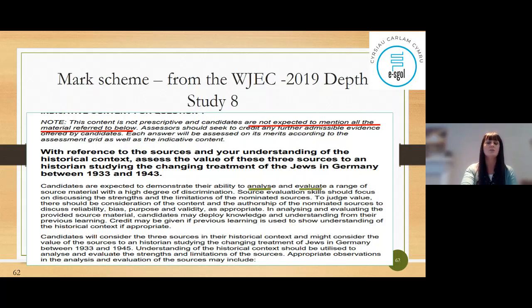What you've got to do, as we said all the way through, is analyse and evaluate with a high degree of discrimination, because obviously in Year 13 you should be very aware of how to do the source analysis.